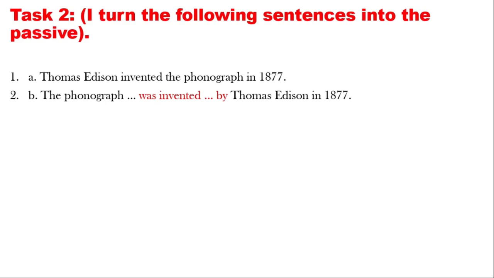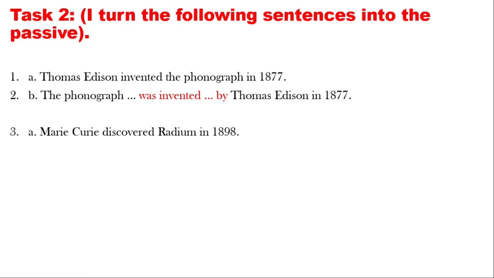As you see here, we have the verb invented. Okay, we conjugated the verb from the past simple into the past participle, and of course the verb is preceded by to be in the past, was. Alright, and we added by, and of course Thomas Edison comes last. Now let's see sentence number 2.